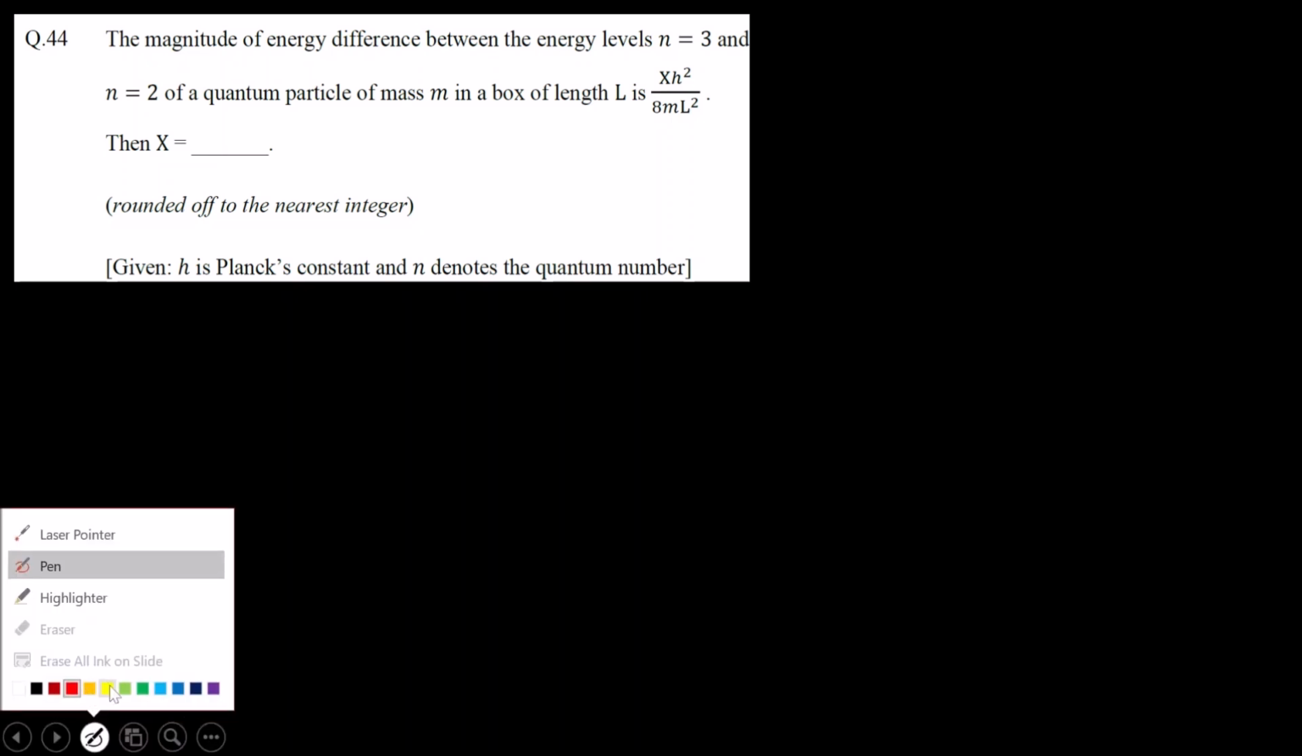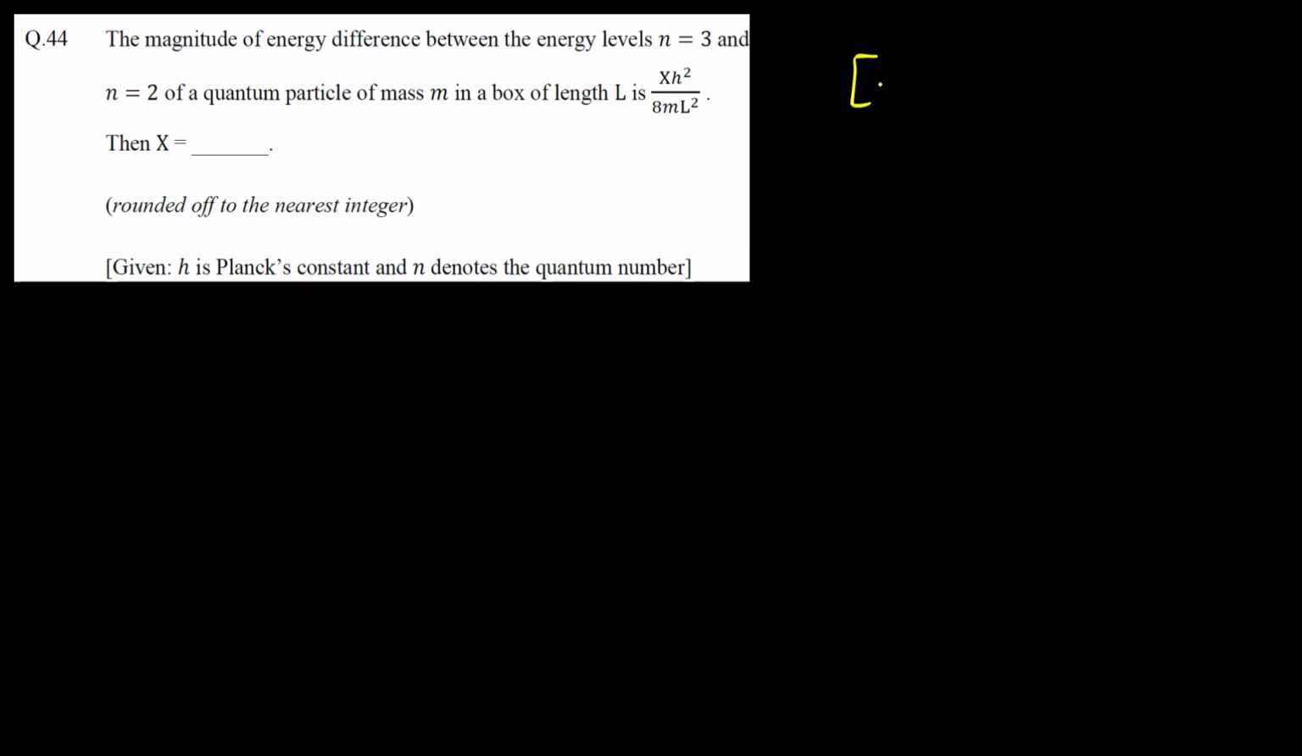Next question, the magnitude of energy difference between energy levels n is equal to 3 and n is equal to 2 of a quantum particle of mass m in box of length L is. Okay, so what is the energy? Formula for energy for a particle in a box is equal to n square h square by 8 ml square. What is n? N is the energy level, h is the Planck's constant, m is the mass, L is the length of the box. Okay, m is mass of the particle.